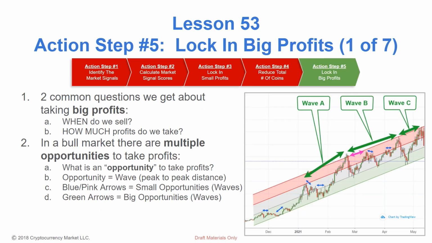Action step number 5 is to lock in big profits. There are two common questions we get about taking big profits: when do we sell and how much profit do we take? In a bull market, there are multiple opportunities to take profits. What is an opportunity to take profits?